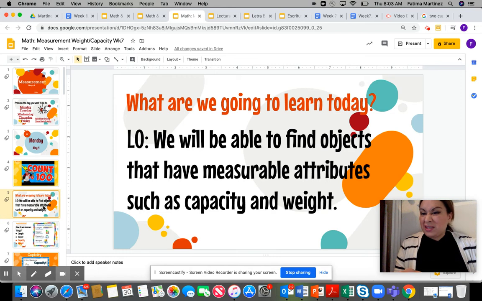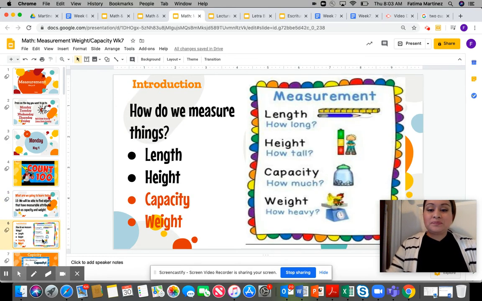So what is capacity and weight? Let's see. Remember I told you last week that there were 4 different ways that we were learning how to measure. These different ways were length, height, capacity, and weight. Last week we practiced with length, how long something was, and height, how tall something is. This week we're focusing on capacity, how much of something you can put in something else, and weight, how heavy or how light something is.